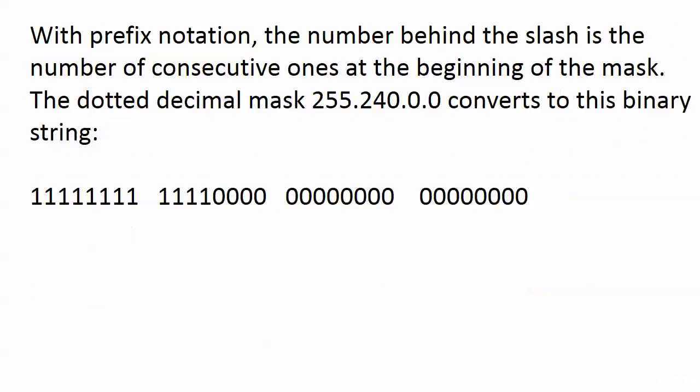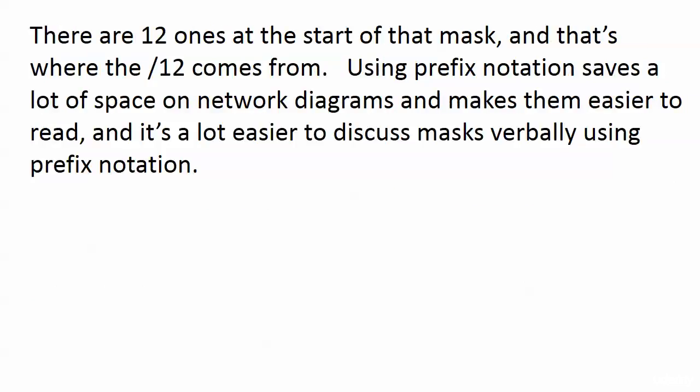Let me show you exactly how we arrive at that, because with prefix notation, the number behind the slash is the number of consecutive ones at the beginning of the mask. That's all it is. The dotted decimal mask 255.240.0.0 converts to the binary string in front of you now. You can see it's 12 ones at the beginning, and then everything else is a 0. That's where the /12 comes in.